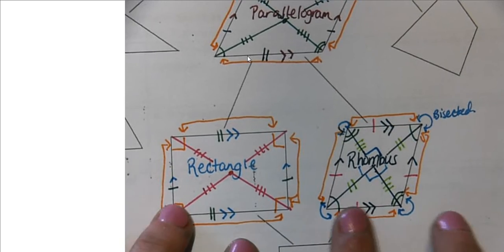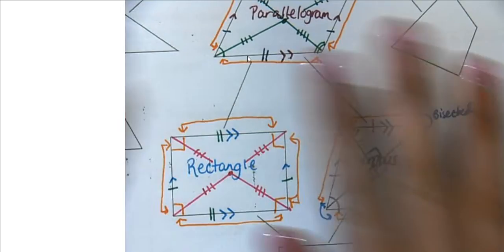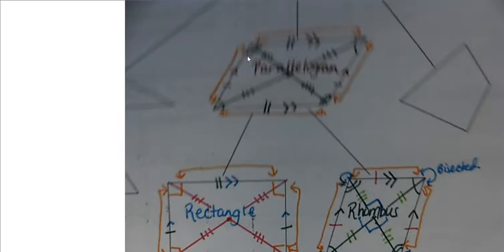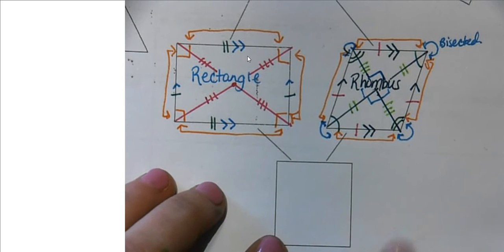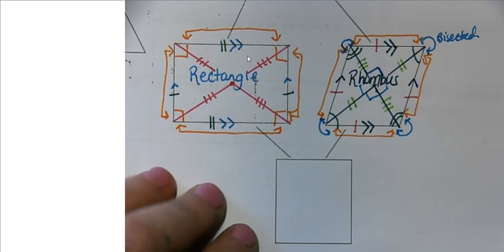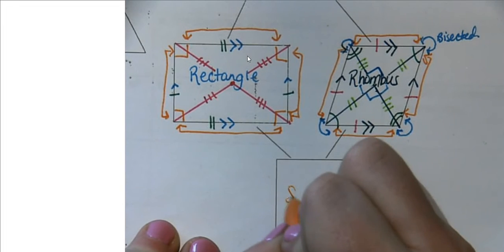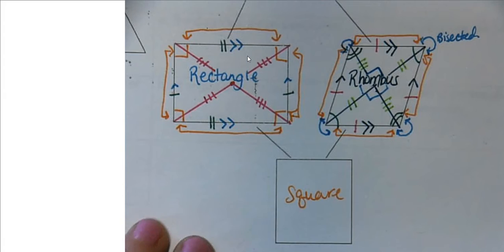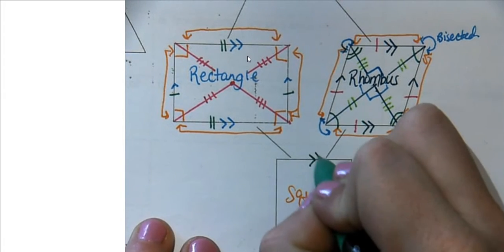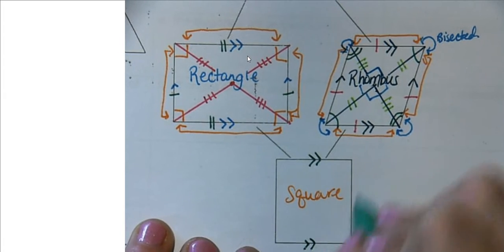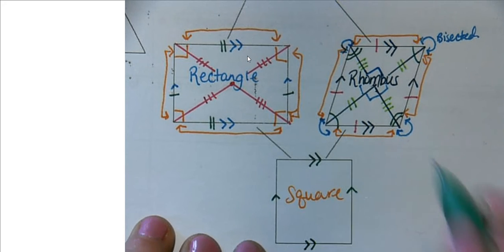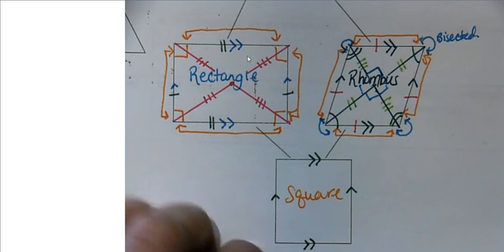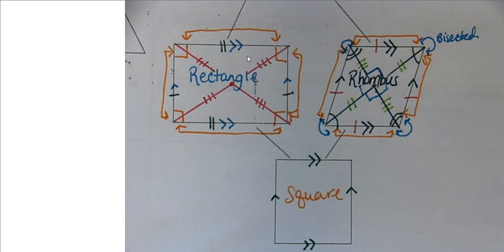Now, rectangle and rhombus and parallelogram, all of those properties are connected to square, which is just below it. So this is a picture of a square. And a square is a parallelogram. So I'm going to mark that up with arrows. It is a parallelogram. And because it's a parallelogram that is connected to rectangle and rhombus, it has all of those properties of a rectangle and a rhombus.